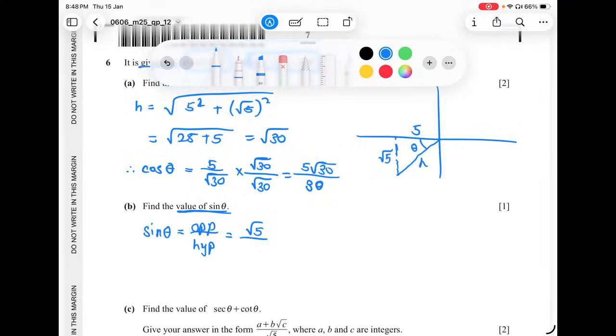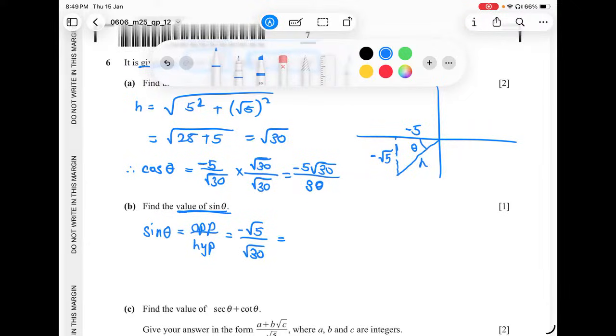And okay, there's one thing you need to remember here. Since this is in the third quadrant, this is towards the negative. So this should be a negative 5 here. Sorry, I forgot about that. So it should be negative 5 root 30 over 30. And since this is moving towards the negative again, this should also be a negative here. So now this should be negative root 5 over root 30.